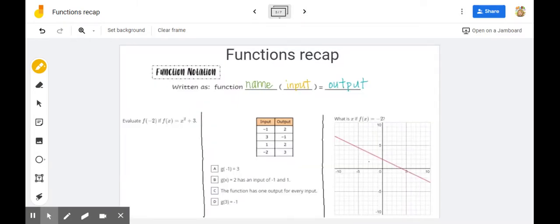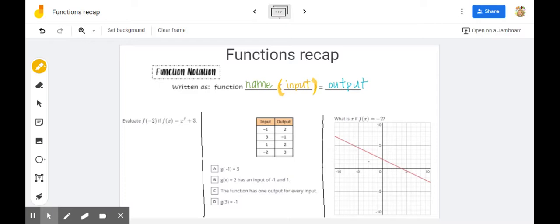All right, another thing you want to remember about functions is the notation. So the name of the function will be on the outside. Inside the parenthesis will be the input that they're looking for you to find or give, and then it will equal whatever the output is.